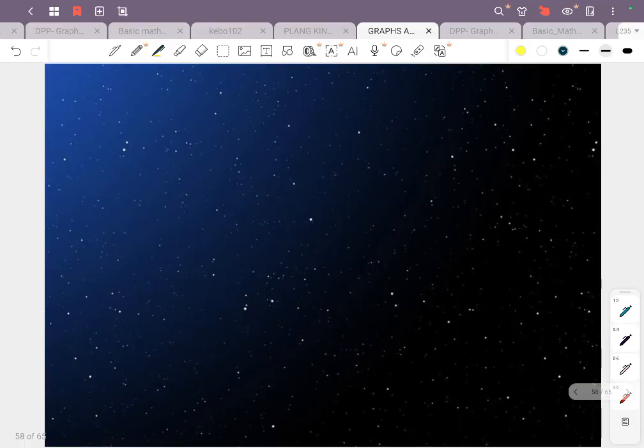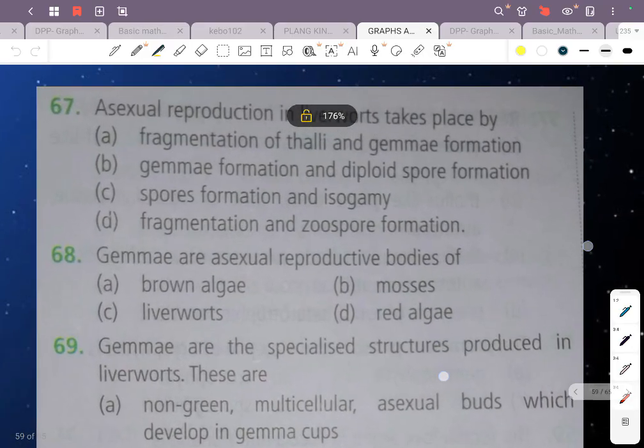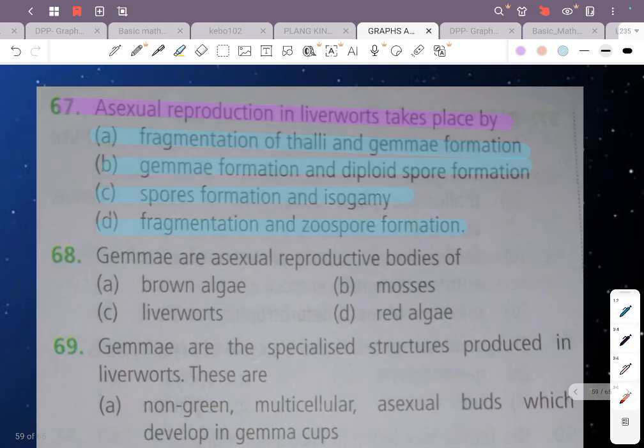Moving on to the next one. Now the next question that we have on our screens is question number 67, which says: asexual reproduction in liverworts takes place by what? A, fragmentation of thalli and gemma formation. B, gemma formation and diploid spore formation. C, spore formation and isogamy. Or D, fragmentation and zoospore formation. What do you think?